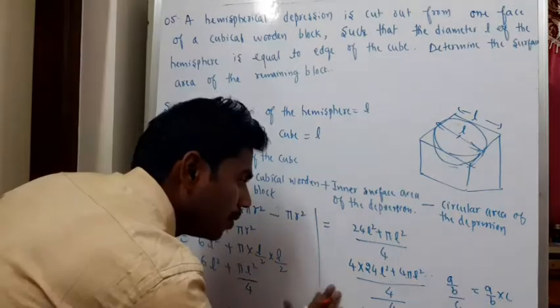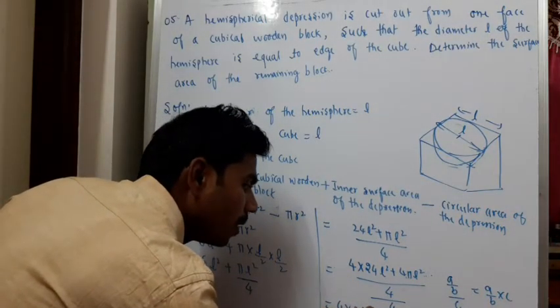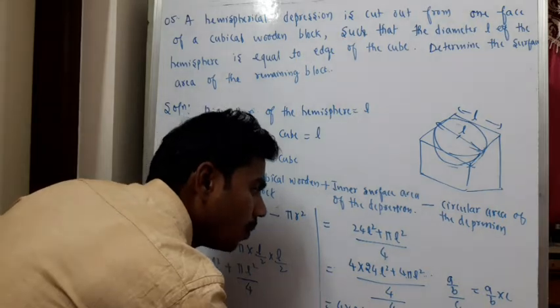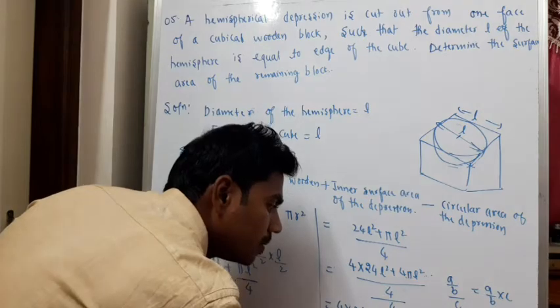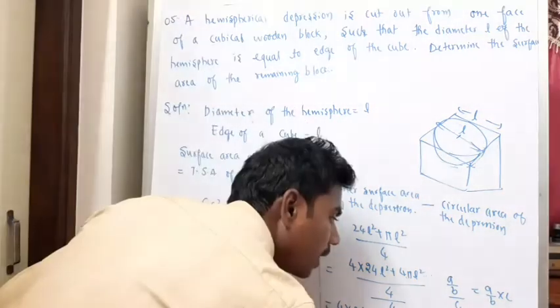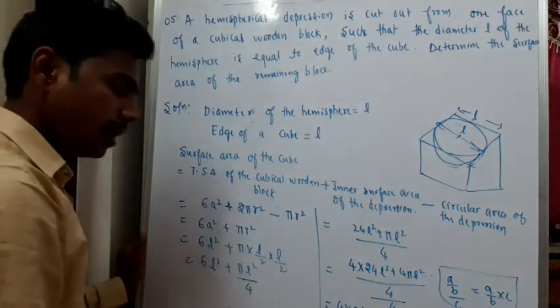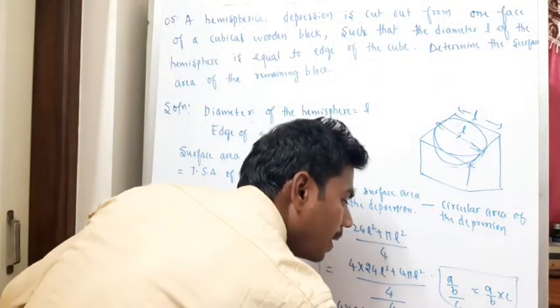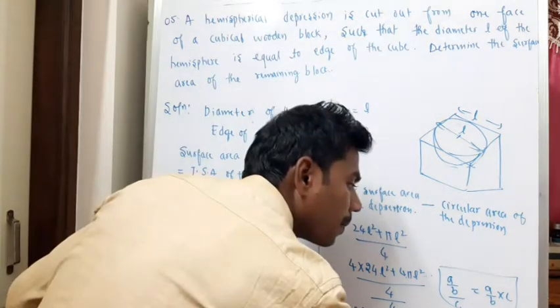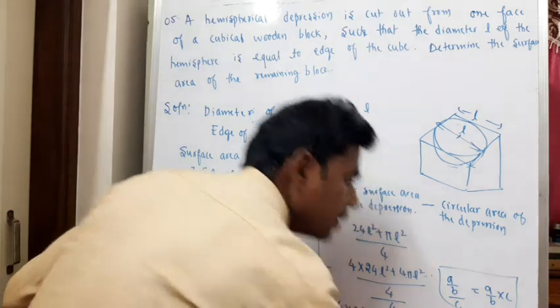So same thing I am going to write here. 4 into 24 L square plus 4 pi L square divided by 4 into 4. This will get cancelled. So if I take 4 L square outside, this will be the hint. 4 L square outside. So what is left here? 24 L square plus pi. That's it. Centimeter square. This is the final answer.